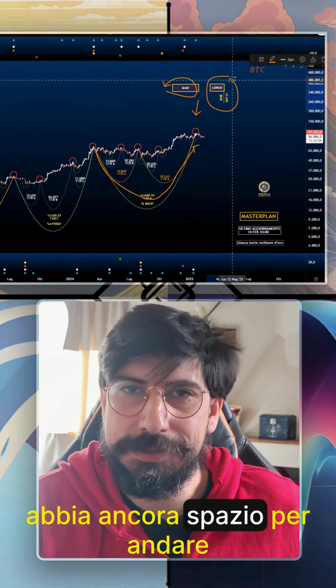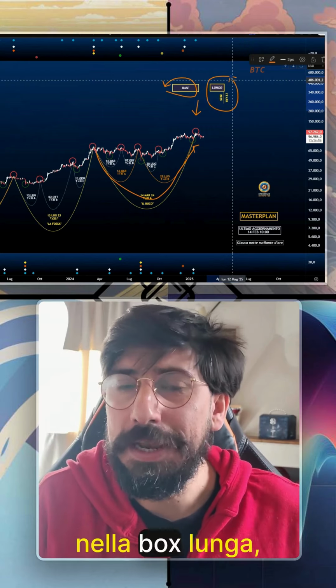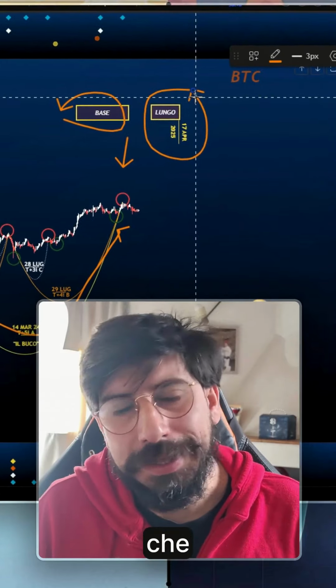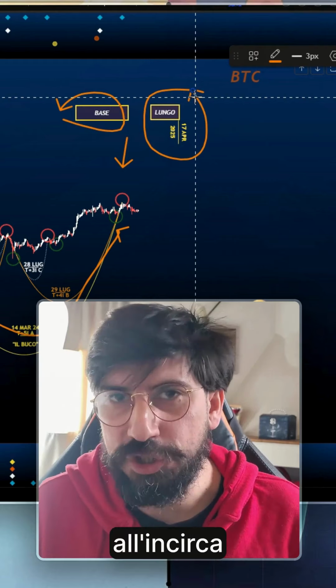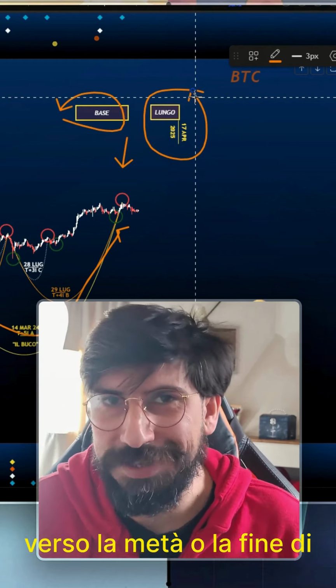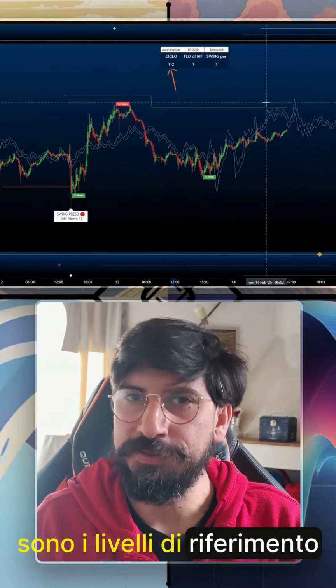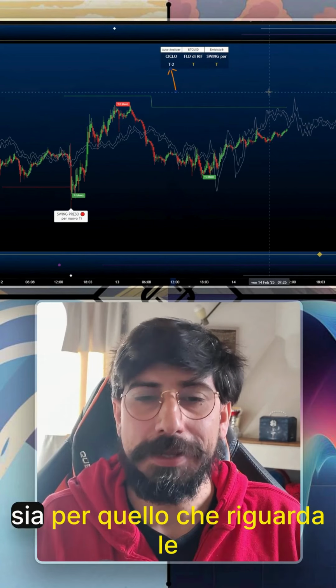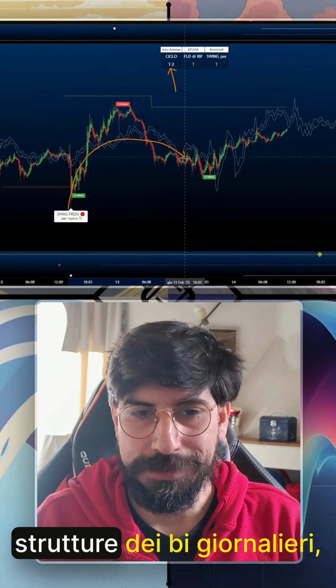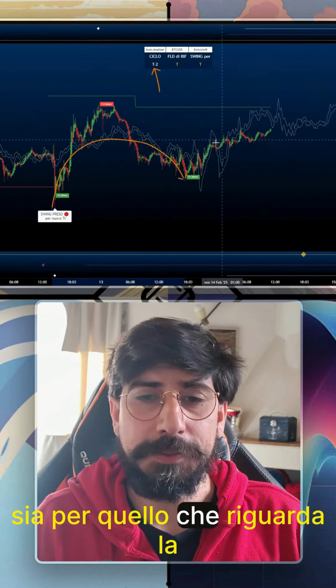has space to close in the long box that you see on the chart, and which is roughly around mid or late April. We see how to currently follow these macro structures. I recommend you move to the auto analyzer, set it again to cycle 8002, and thus follow the reference levels for a new weekly, both regarding the structures of the bi-daily charts and the position of the reference FLD and the swings to be broken.